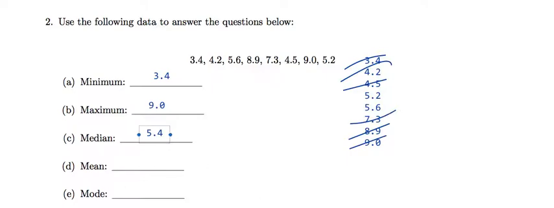And then for the mean, we add them all up. We get 48.1. We see that there are 8 numbers in the list, and 48.1 divided by 8 gives us 6.0125. And then finally the mode, since no value occurs more than once, the mode doesn't exist. So we could write NA here, or just leave it blank and get credit for that.